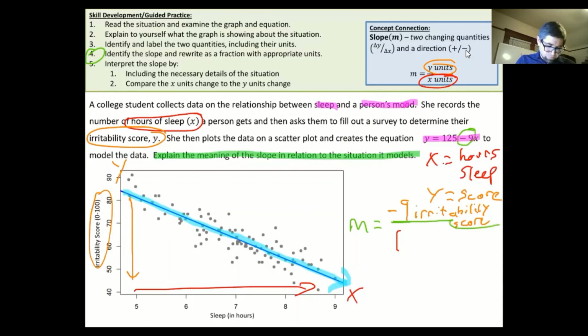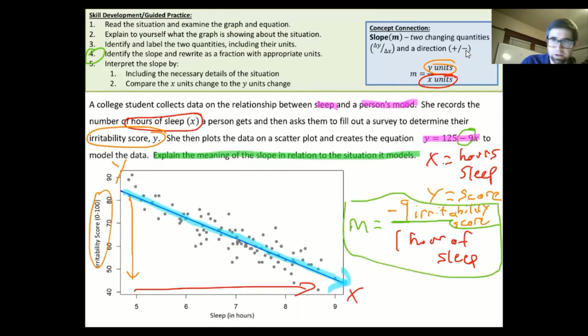Okay, well, now what is our x units? Our x units along the bottom of that graph is sleep in hours. Okay, so 1 hour of sleep. Okay, so my slope here, let me go ahead and kind of box this off and separate these two things for you so we can see what my slope here is. My slope is -9 to my irritability score over 1 hour of sleep.